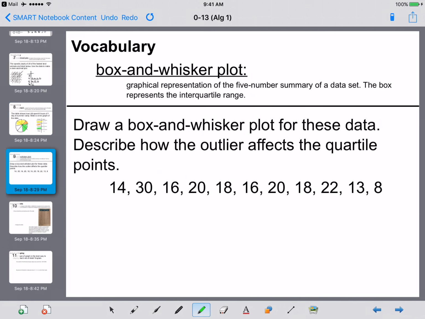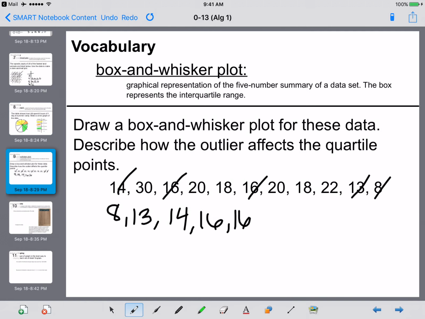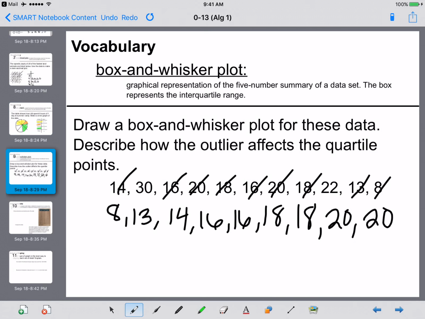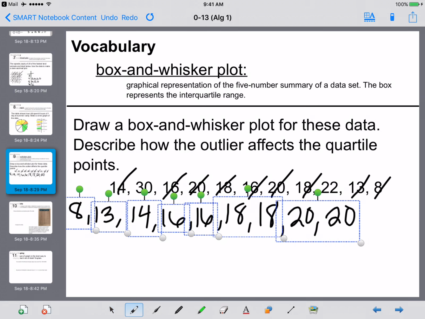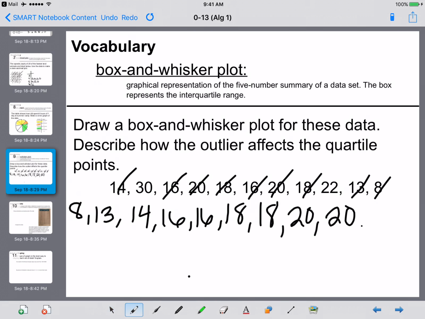You've got a box and whisker plot. So what a box and whisker plot is using is our 5-number summaries. So we need our min, our max. So you've got 8, 13, 14, 16, 16, 18, 18, 20, 20, 22, and 30. Then we're going to go find our median.